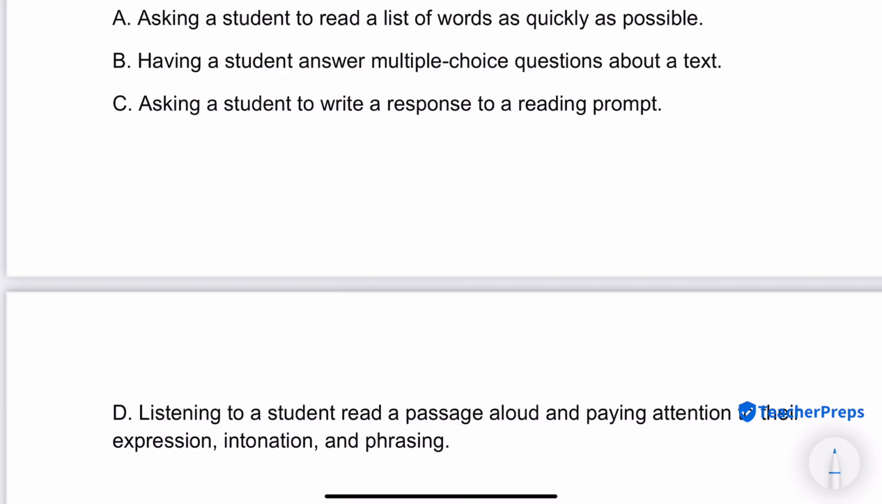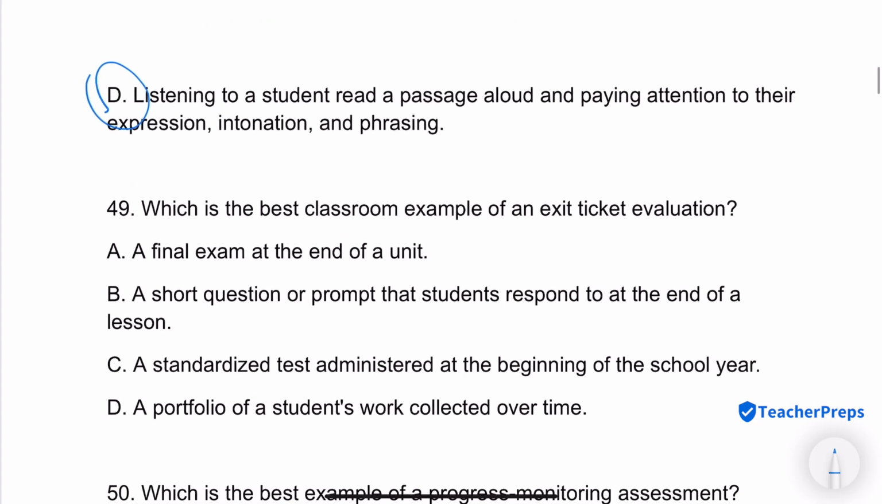All right, reading prosody is the most subjective reading assessment about fluency of all three. And remember that prosody is the way that you read it, meaning your intonation, your expression. You can't measure prosody or intonation with a stopwatch or a multiple choice test. You just have to listen and ask yourself, is this student reading with proper intonation, not like a robot? And so when I look at option D, listening to a student read the passage aloud, paying attention to their expression, that's going to be the best choice for prosody.